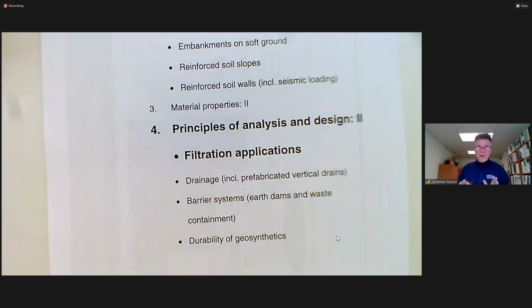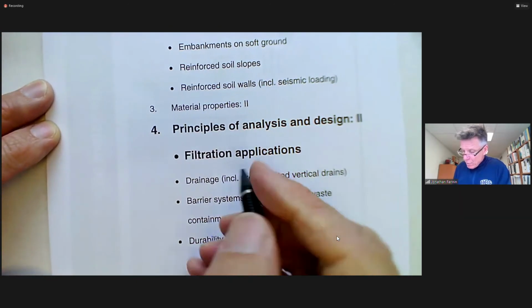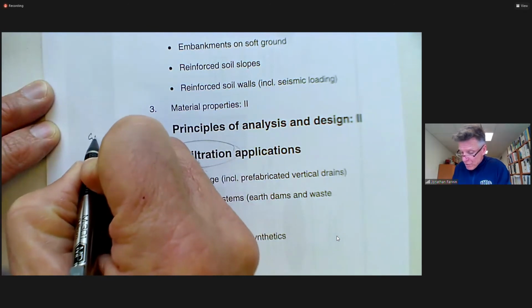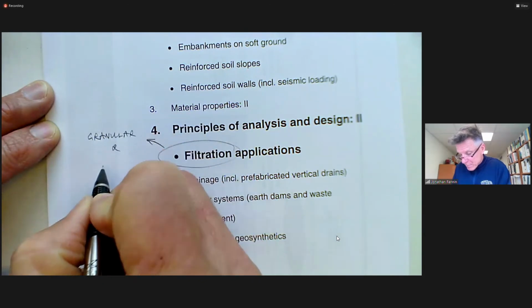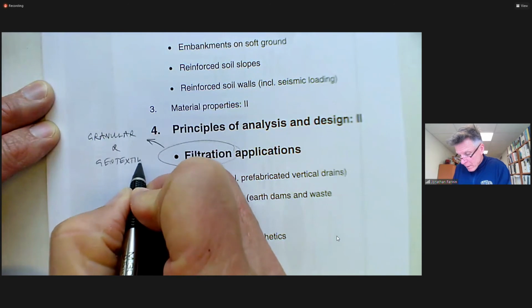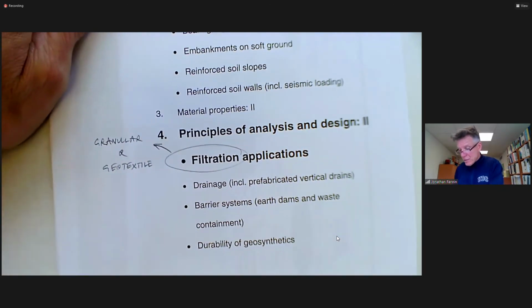And I have some very clear learning objectives here. And it's to provide for you a framework for filter design according to modern practice for granular filters and geotextile filters. And I'm going to draw upon considerable experience from projects in doing this.